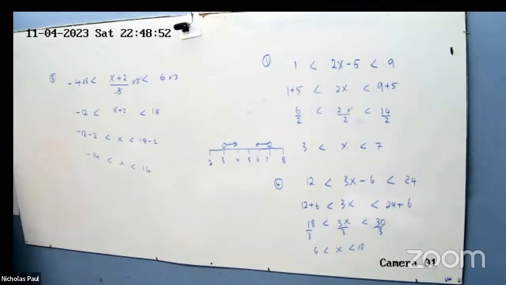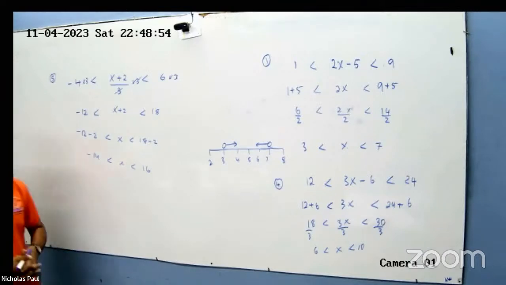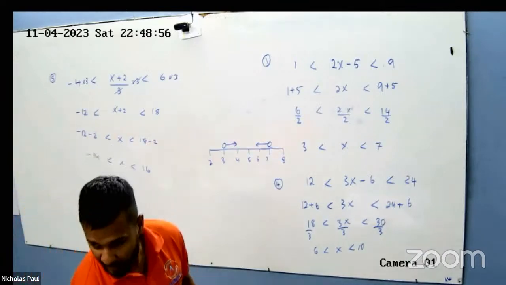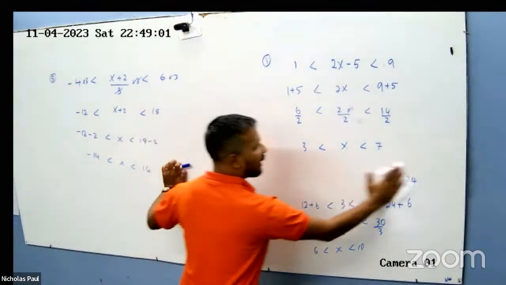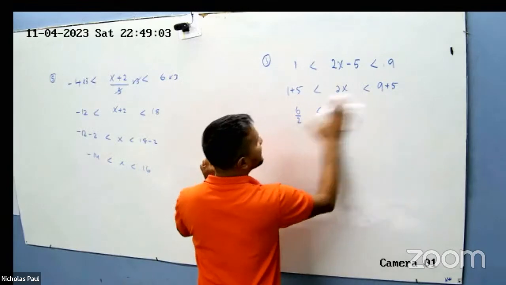There you go. You okay with that? Yeah. All right. Last one. This is the one that came in the past paper. Actually, no, the past paper had a to make you change the signs.